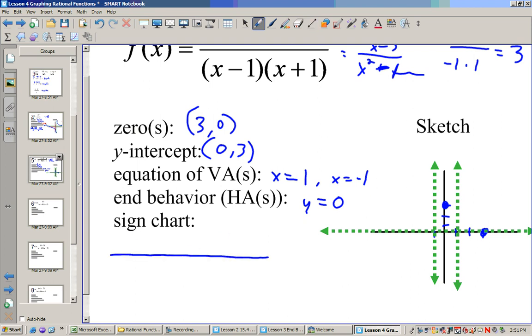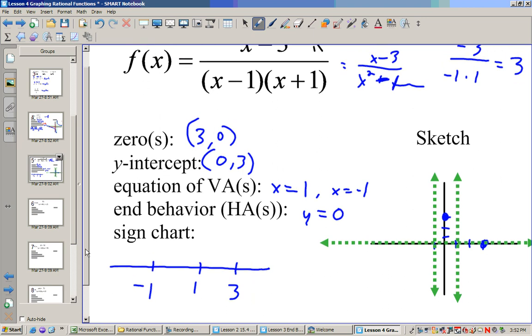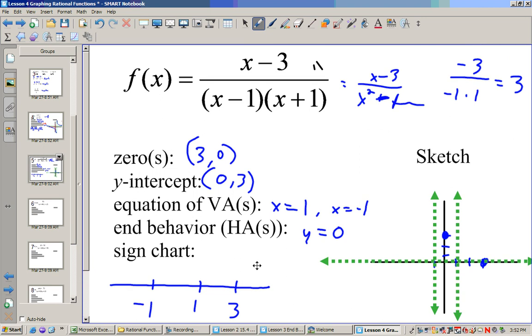So my sign chart, we put on our zeros. So 3 and 1 and negative 1. And now we graph it. If I pick some value to the right of 3, let's say 4, the numerator would be positive. That would be positive, positive, so everything would be positive. So we put in a positive. Between 1 and 3, let's pick a 2. 2 minus 3 would be negative, over 2 minus 1, which would be positive. A negative over positive would be a negative.